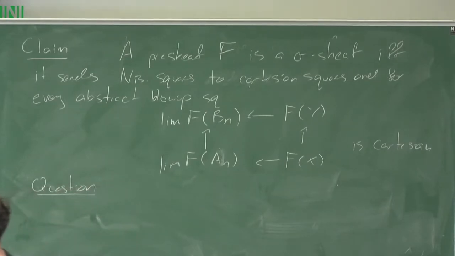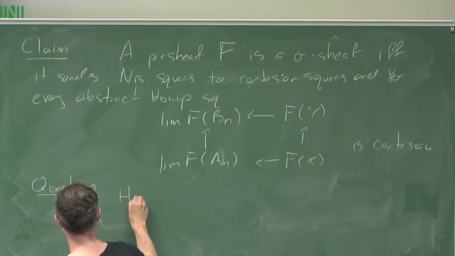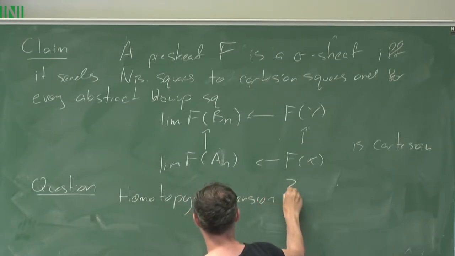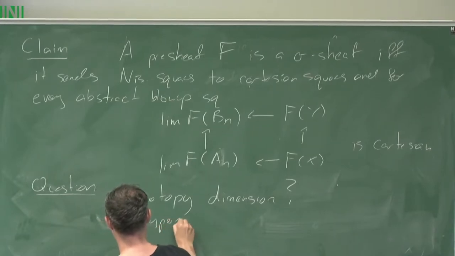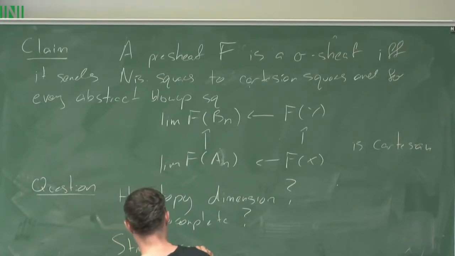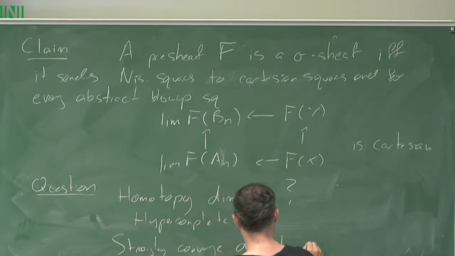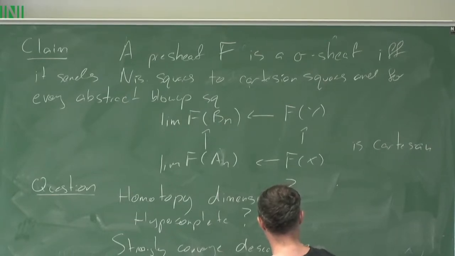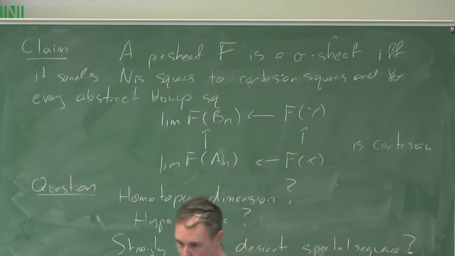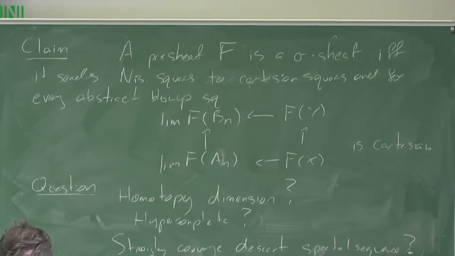So now a question. I gave all of these nice properties of the CDH topology, and perhaps you thought I was going to claim that they're all true for the sigma topology. But I'm going to ask if the homotopy dimension is finite, if it's hypercomplete, or if we have a strongly converging descent spectral sequence. Question mark. To my knowledge, the current status is that we do not have a proof of these things.